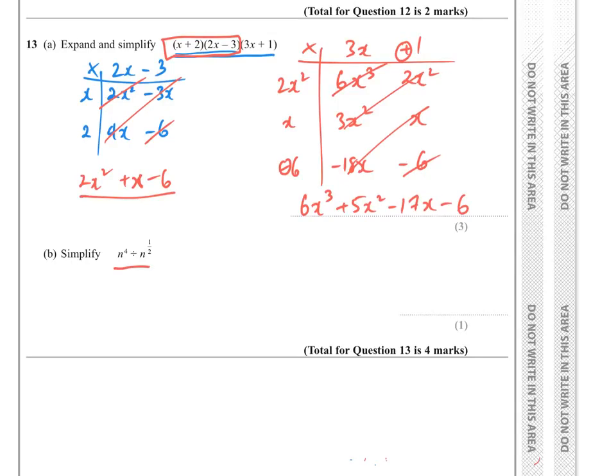Part B, we've got to simplify this expression here. So we'll have n to the 4 all divided by n to the power of a half. And the rules of indices would tell us to subtract these powers. So it would be n to the 4 minus a half. So I would write that as 8 halves, which is what 4 is, minus 1 half. So it would be n to the 7 halves.